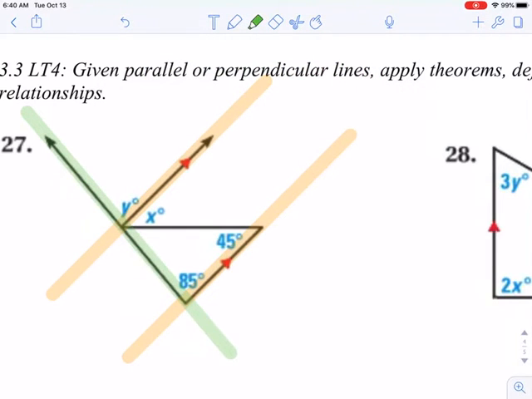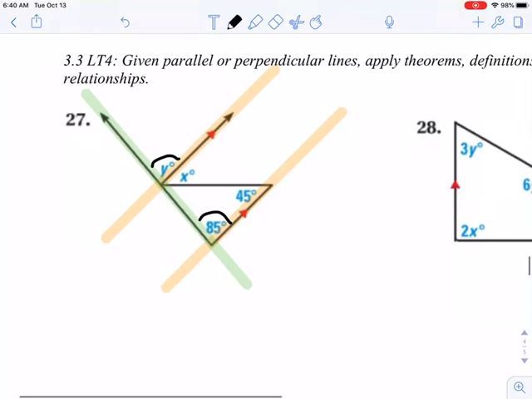All right? Now, focusing on this, I can see that I'm not looking at x or 45 or the other stuff. I can see that y in 85, y is equal to 85. I can tell immediately by emphasizing stuff. Why? Because of the corresponding angles postulate.